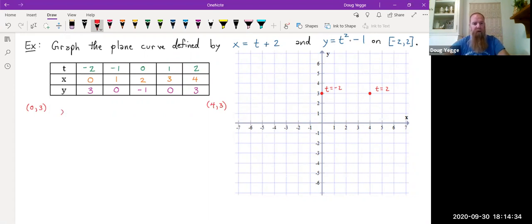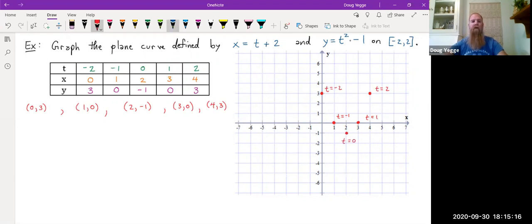All right, well, we also see that we have the point 1, 0. And we also have the point 3, 0. Both of those occurred when I plugged in -1 and 1. And so the point 1, 0 is right here, and 3, 0 is right here. So we're again going to label those: t equals -1 and t equals 1. And finally, the last point is the point 2, -1, which gives me the point here, which is at t equals 0.